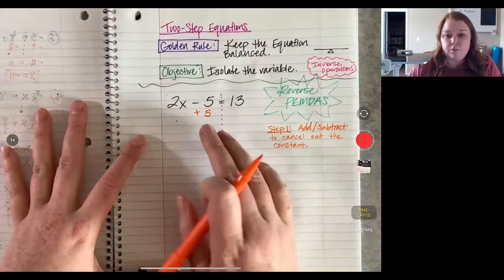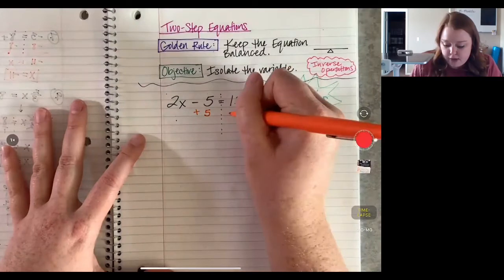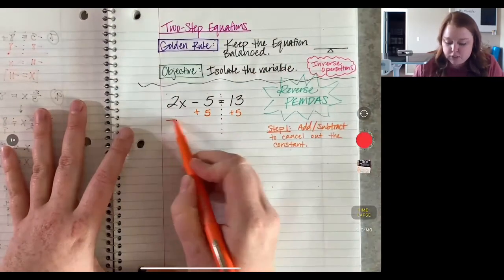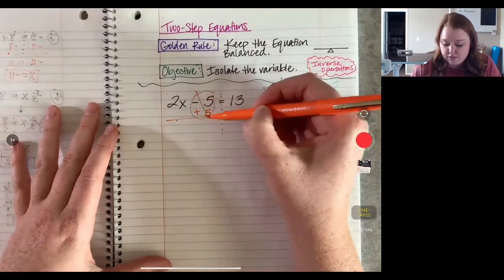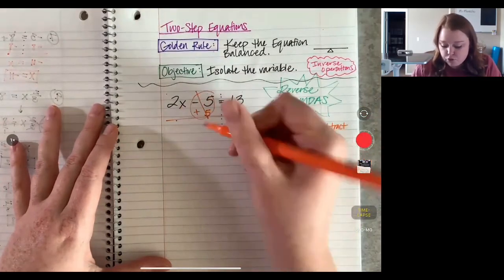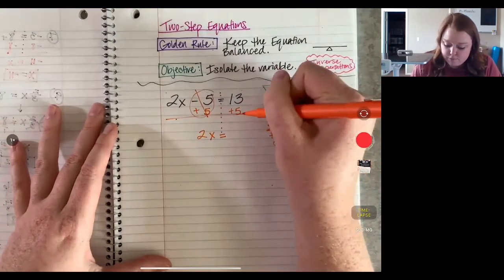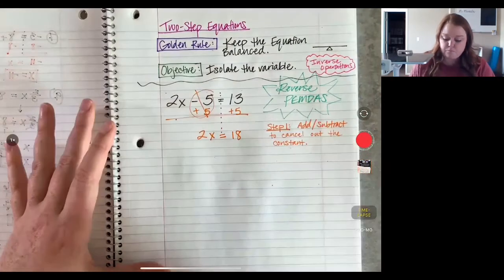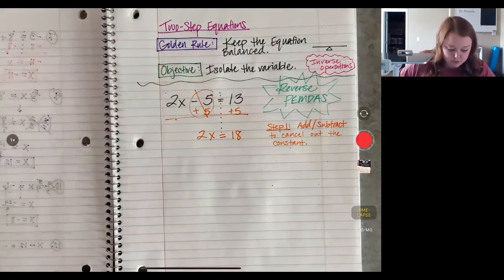But whatever I do to one side, I have to do to the other. So I have to add 5 on both sides. And let's see what we're left with. Right here, negative 5 plus 5 cancels to 0. Okay, you don't need to write down 0. Drop down your 2x, and 13 plus 5 is 18. Okay, so that was step one, is we canceled out our constant.